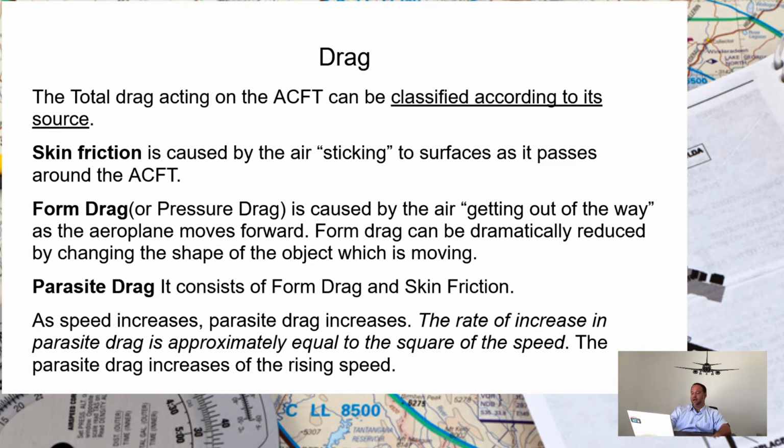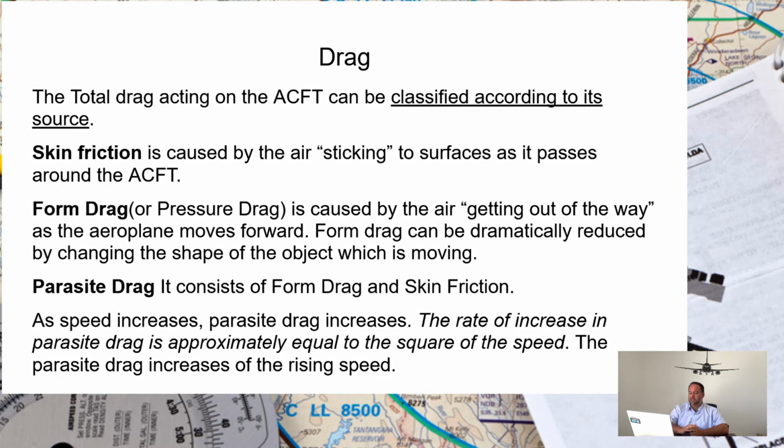Drag. The total drag acting on the aircraft can be classified according to its source. Skin friction is caused by the air sticking to surfaces as it passes around the aircraft. Form drag or pressure drag is caused by the air getting out of the way as the airplane moves forward. Form drag can be dramatically reduced by changing the shape of the object which is moving.